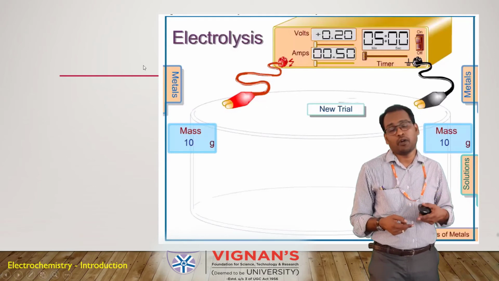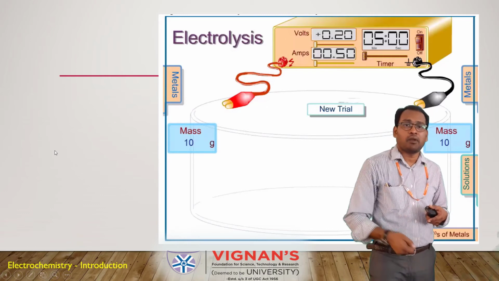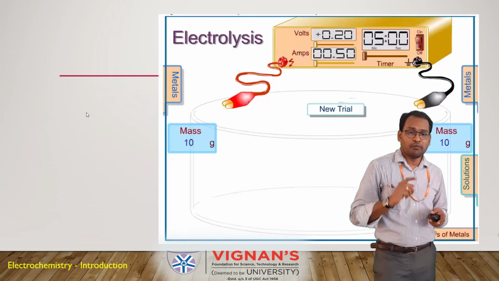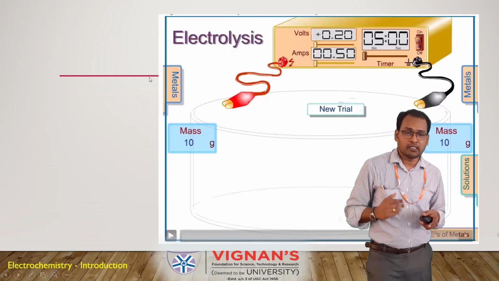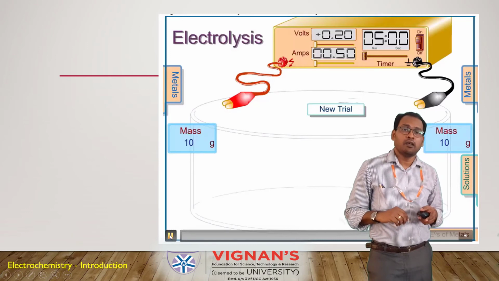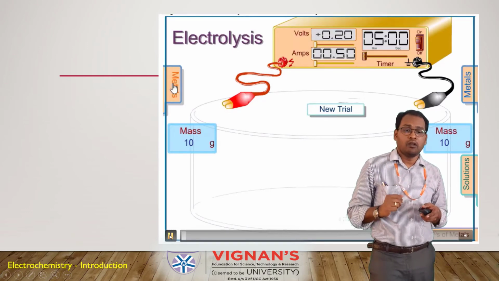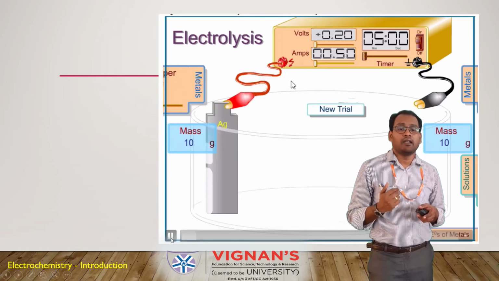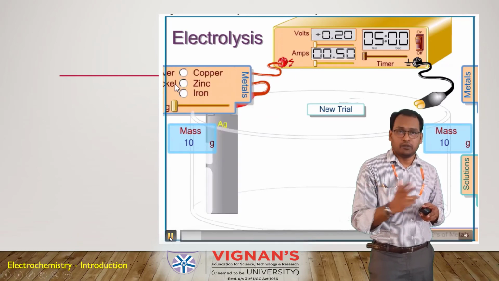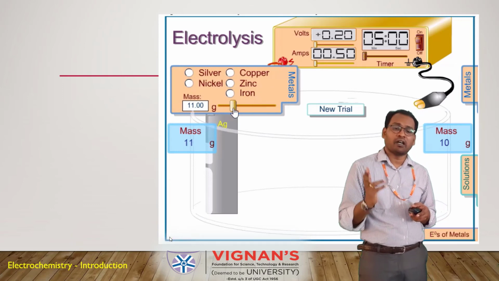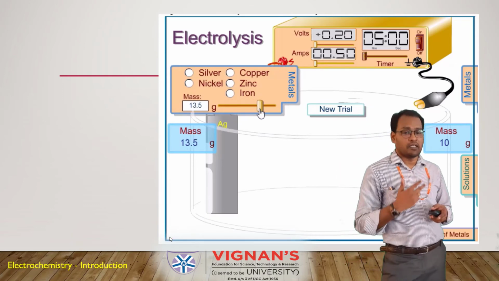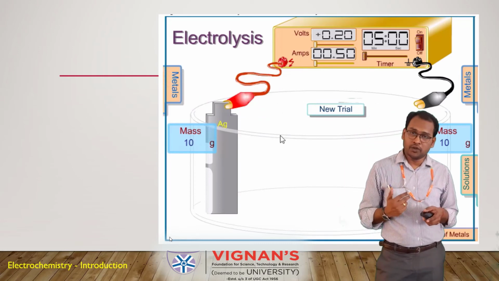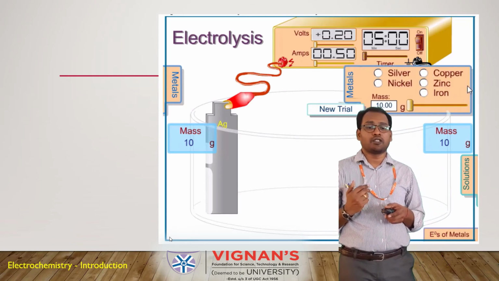So in order to make it spontaneous, we have to supply excess current to the system, right? So we will start here and we choose the metal. We will choose silver as the anode, and the cathode will be chosen as copper. And here we have an option of choosing the weight of the electrodes. For convenience, we will keep it as 10 grams and 10 grams, okay? And the electrolyte will be a silver nitrate solution.